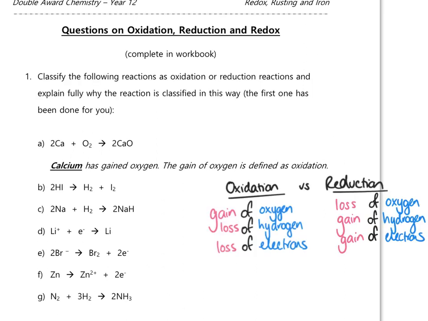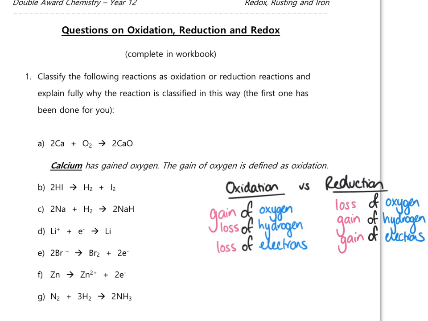So to quickly recap what we've covered so far, essentially we can summarise it by, we've learnt that oxidation is the gain of oxygen, the loss of hydrogen or the loss of electrons, and reduction is the opposite. It's the loss of oxygen, gain of hydrogen, and the gain of electrons. Not all of these have to happen in the one reaction for it to be defined as oxidation or reduction. So for example, if you see a reaction where there's a loss of hydrogen, that is oxidation.